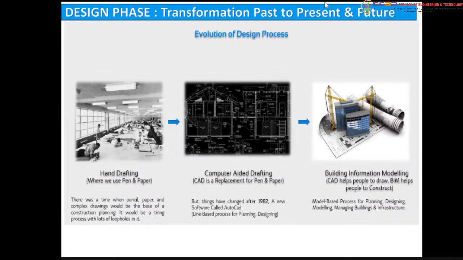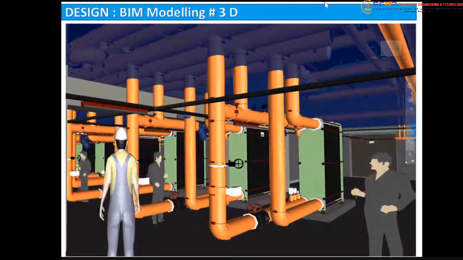Okay, it is the advanced version from the CAD, AutoCAD. We will start seeing that in the next slide. See the 3D modeling. This is the advanced features of the CAD, which is BIM. You can see a lot of software which is now in the market.